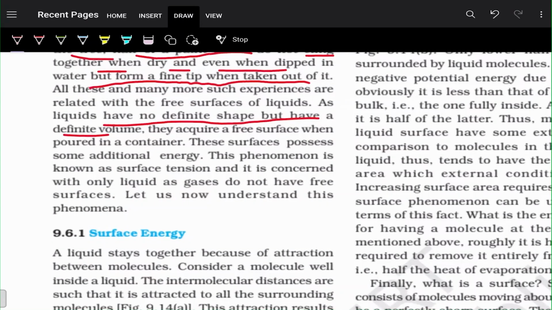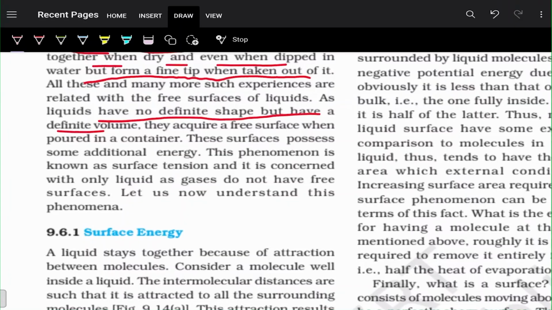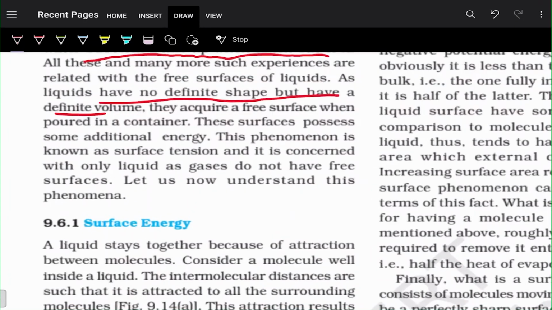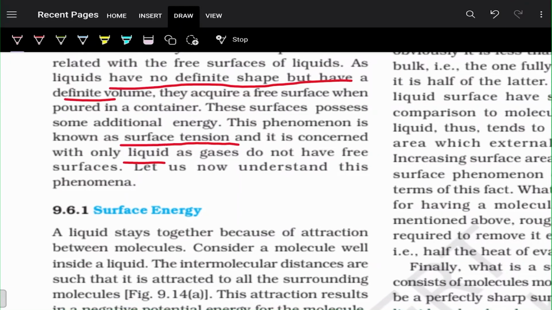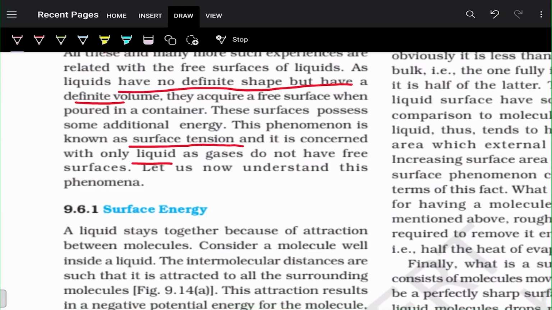This phenomenon is known as surface tension and it is concerned with only liquids, as gases do not have free surfaces. The surface tension we are studying exists only for liquids. Let us now understand this phenomenon. So first let's discuss what is surface energy.